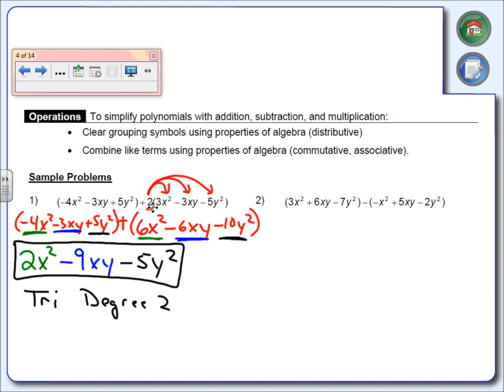All right, so there's our first one. Number 2, very similar. We're going to subtract this time, though. So let's come over and subtract. We're looking for like terms. I'm going to take this 3x squared, and subtract that negative x squared. What do you get when you subtract those two? It's 3x squared minus a negative 1. 4x squared.